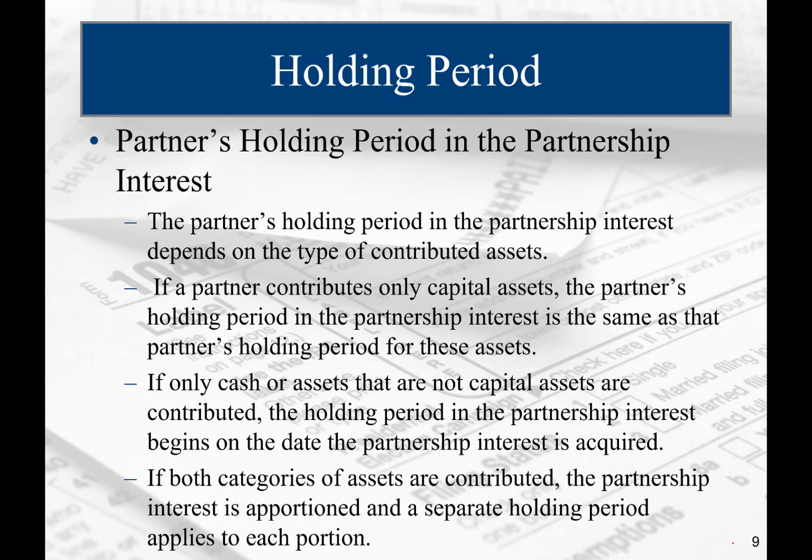If I have just contributed cash or assets that are not capital assets, then the holding period in the partnership interest begins on the date the partnership interest is acquired. If you're giving cash, they're assuming, hey, you are just now buying into this, and we're going to start that clock running on the date that you buy in. Okay? If both assets are contributed, then the partnership interest is split into portions. Whatever portion was attributed to, say, cash will begin on the date that you make that investment. Any contribution of capital assets, you'll carry over whatever your holding period was before.